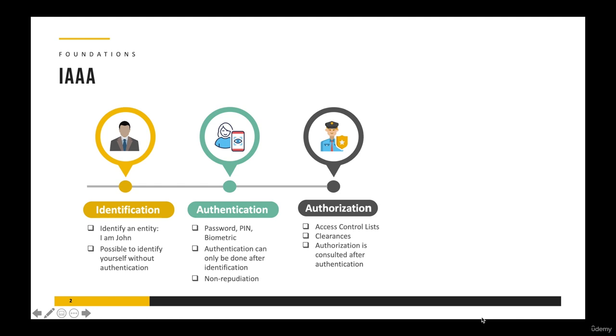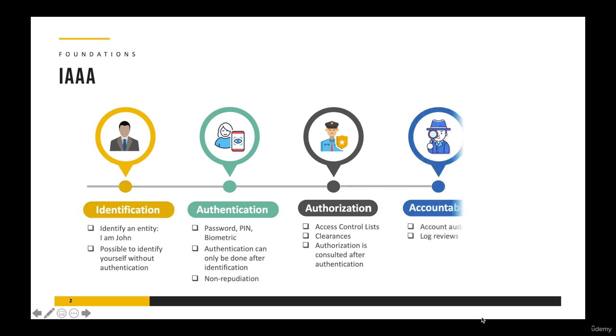Now, always remember, authorization can only be done or consulted once a user has been authenticated, because authorization is always against an authenticated user. So the last step after authorization is accountability, which basically means holding users responsible for their actions. So even though you are a legitimate user of a system and you already have predefined authorization, still it is nice to double check if any user has performed an activity he was not allowed to.